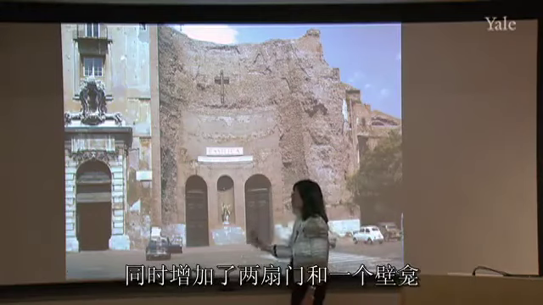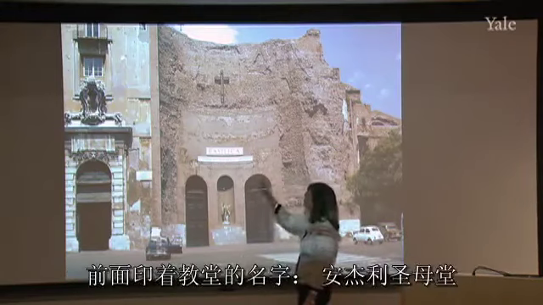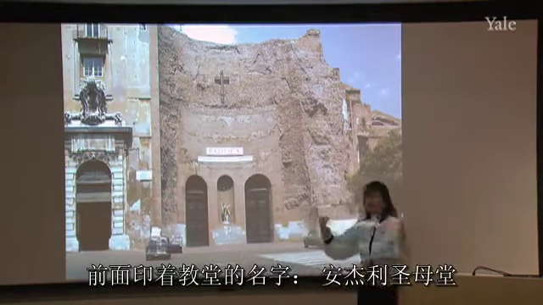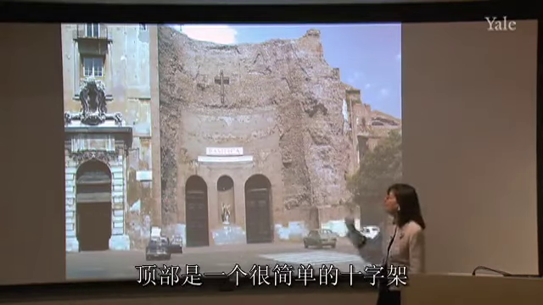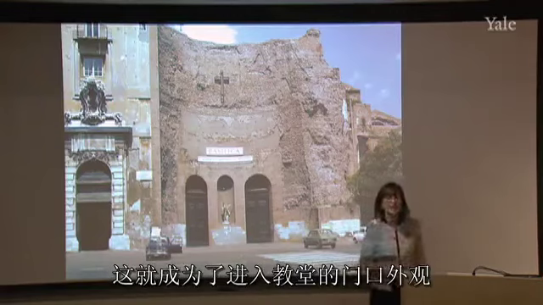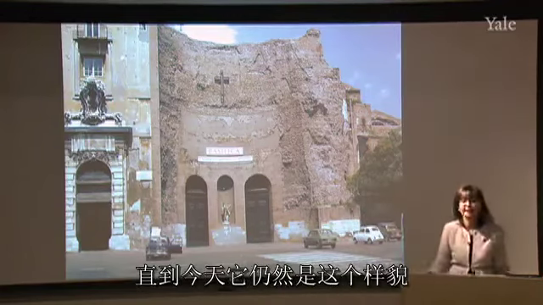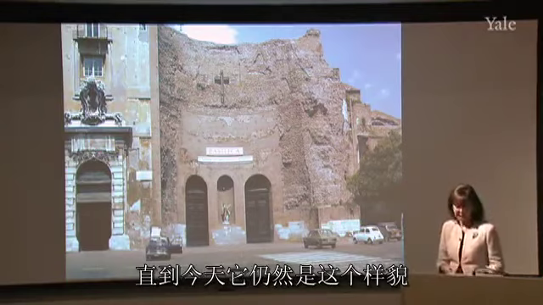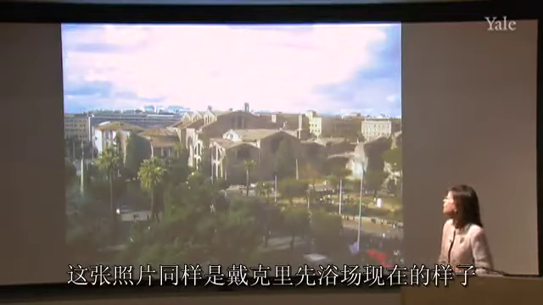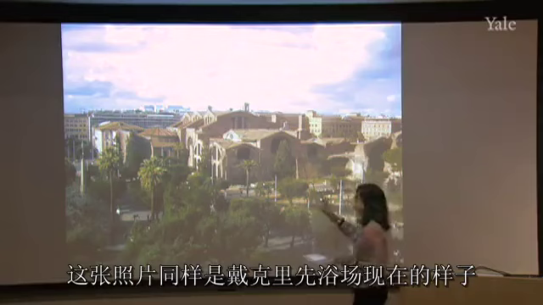They just used that alcove. They added a couple of doors, created a niche, slapped the name Basilica Santa Maria degli Angeli on the front very simply, put a cross at the top, and this became the facade into the church, and it has remained this way to this day. Here's another view of the baths of Diocletian as they look today.